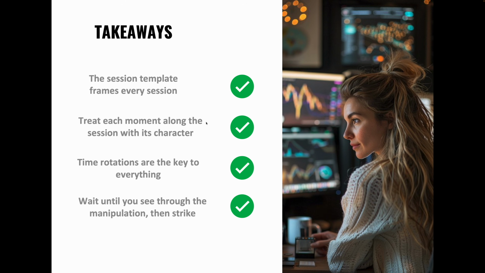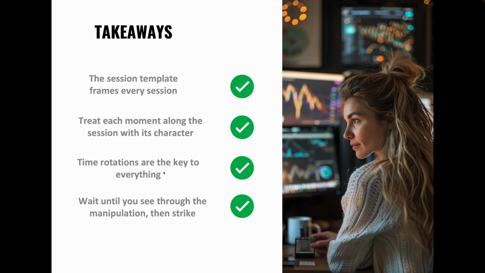Then treat each moment along the session with its character. So don't just trade randomly along the clock. Now look at my charts. Every little bar has exactly the same character every day. So is volume coming in? Do you have already a lot of information or not? So the type of trade for each candle is clear. You exactly know the characteristic of every candle. Really think about that. Be aware of it and trade accordingly.